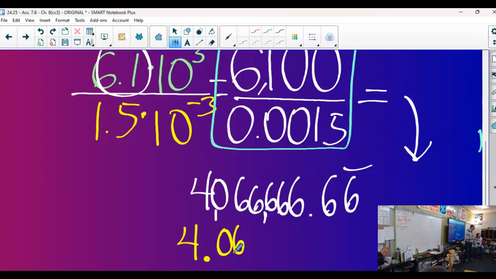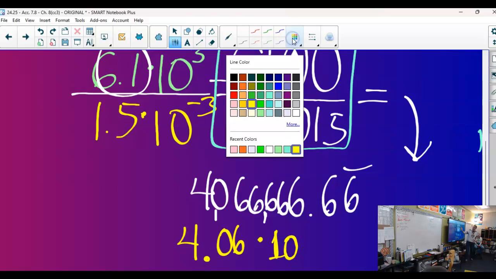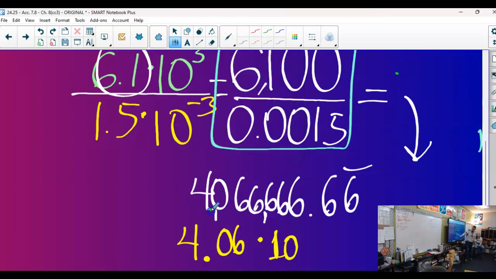4.06. We're going to let some of the precision drop away, but we still want to keep a little bit of it. And then we say times 10 to the what needs to happen to get back to the real number. If my decimal's here, 1, 2, 3, 4, 5, 6, in this slide it should be 4.06 times 10 to the 6th, if we put our answer back into scientific notation.